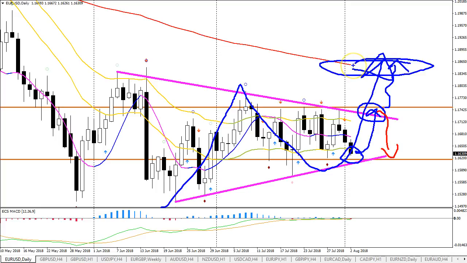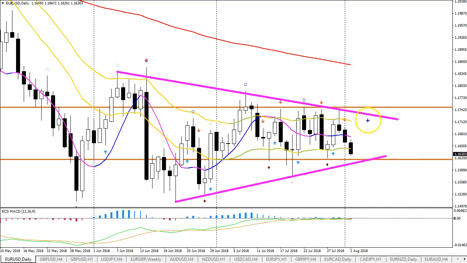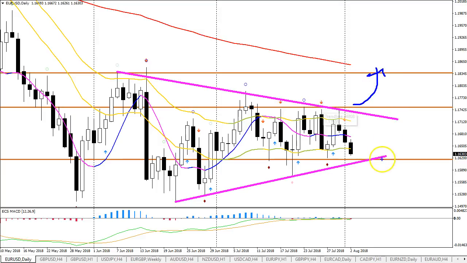All right, now will that happen? That remains to be seen. But that could be the case if we get a breakout like this, and we could see price move up to challenge this top right here. All right, so small breakout right there.